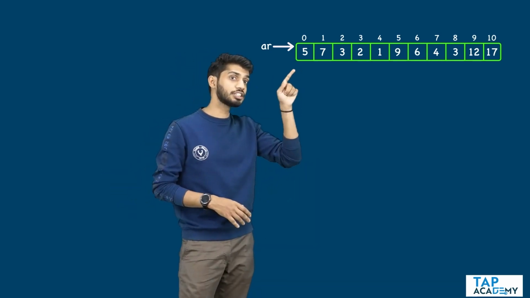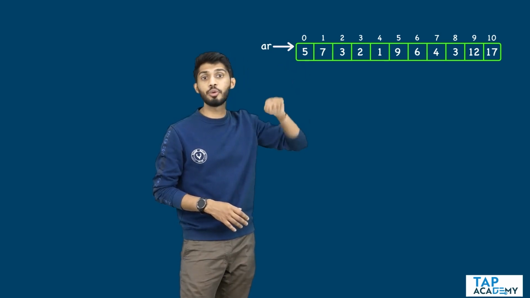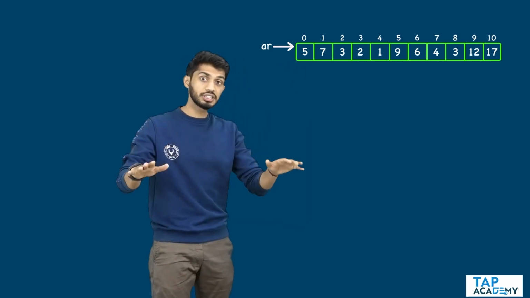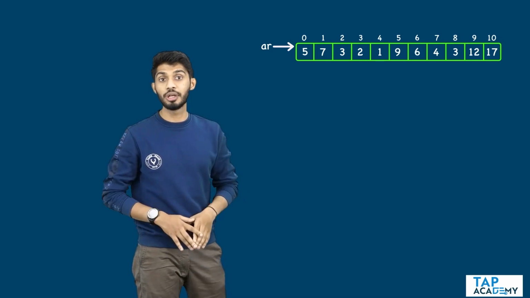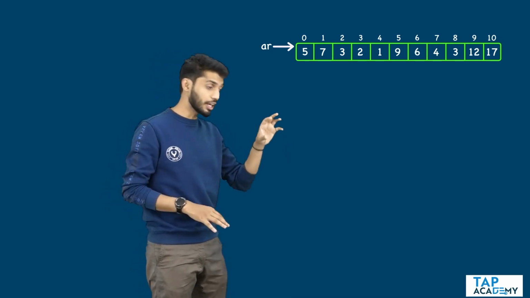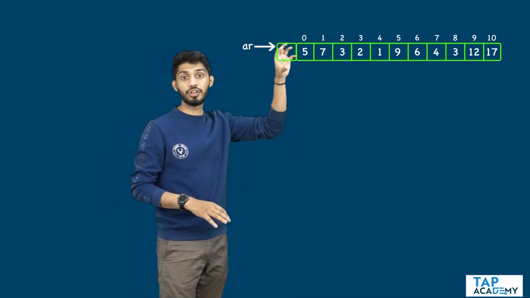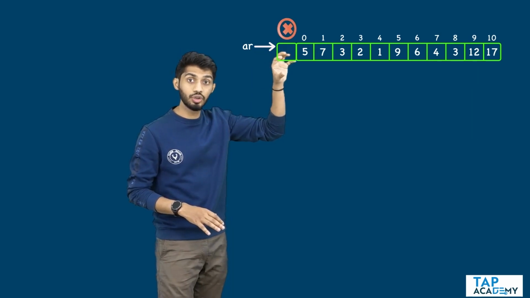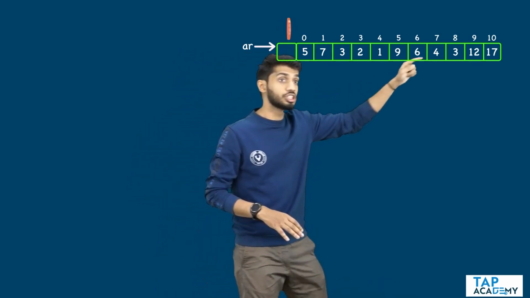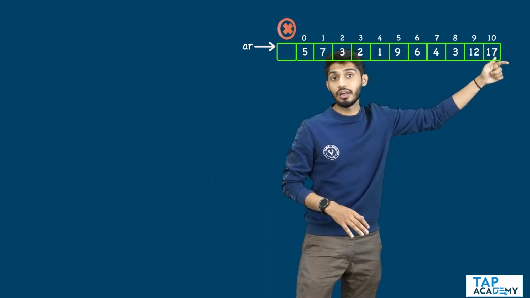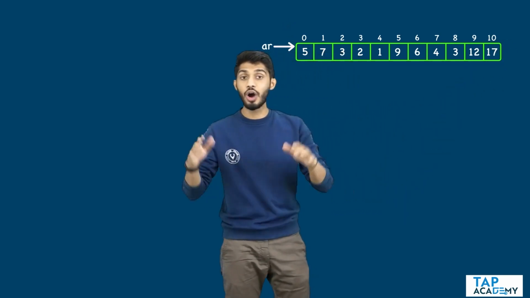Now you can clearly see over here, there is no free memory available. Since there is no free memory available, there is no way that I can create a new memory and attach it over here. Rather, what I need to do is shift all the elements one index towards the right side. Now how can I do that?